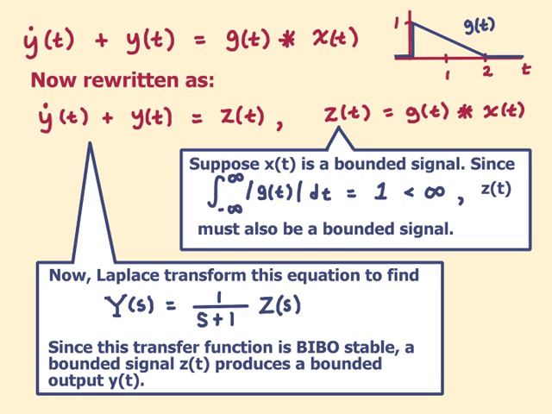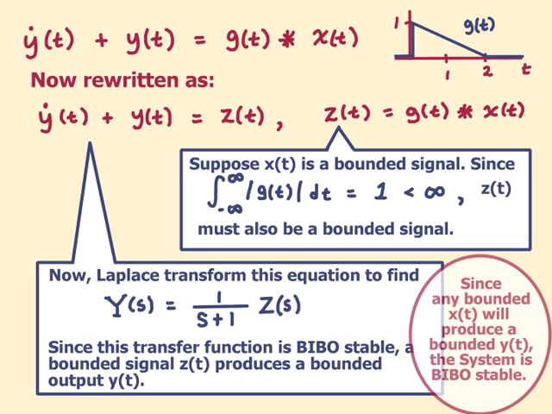If we look at our first equation, we'll find the transfer function is y of s equals 1 over s plus 1 times z of s. And since the transfer function is bounded input, bounded output stable, we know that any bounded input z will produce a bounded output y. That means that a bounded input signal x will produce a bounded signal z, and a bounded signal z will produce a bounded signal y, and therefore any bounded x will produce a bounded y. That means the system must be BIBO stable.